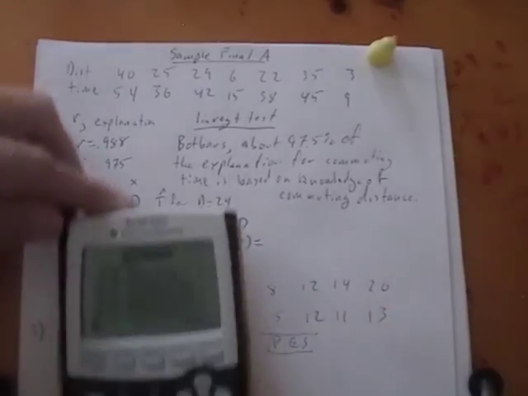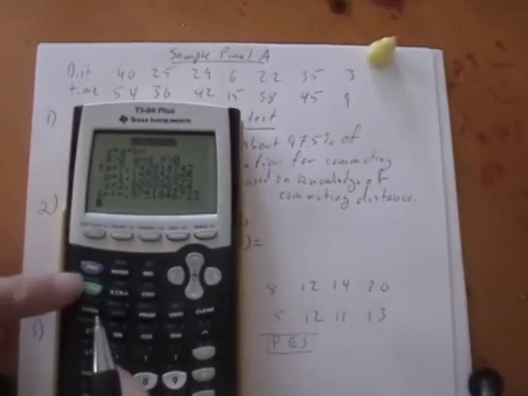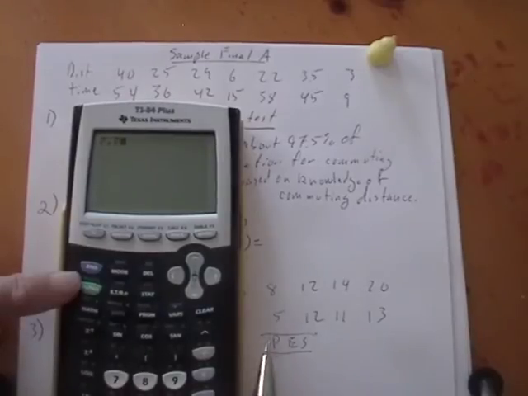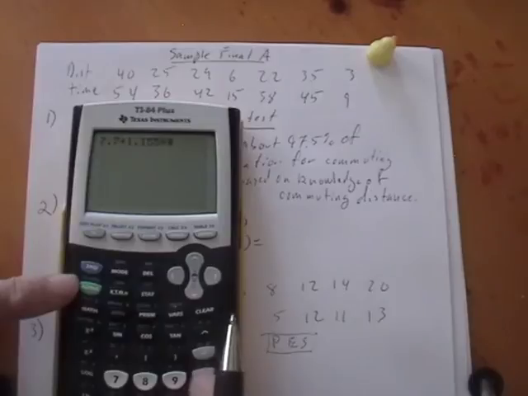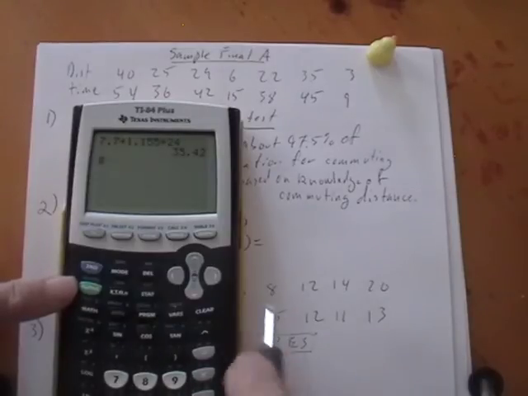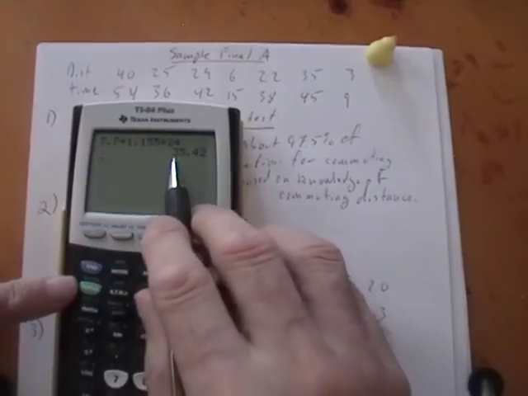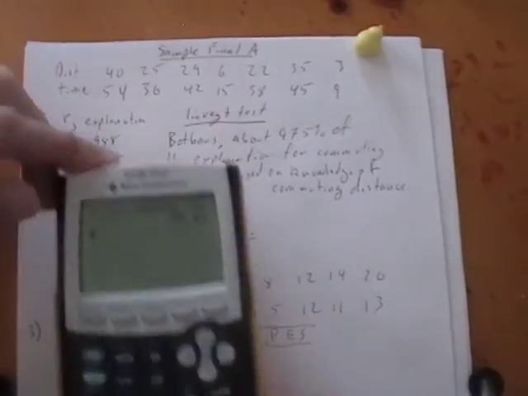and on the calculator, 7.7 plus 1.155 times 24 is 35.4.